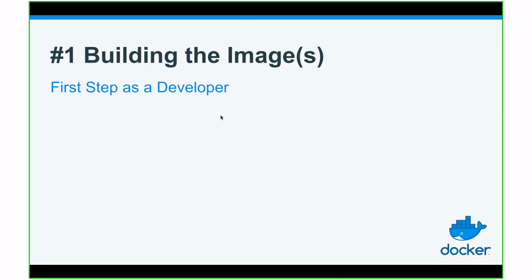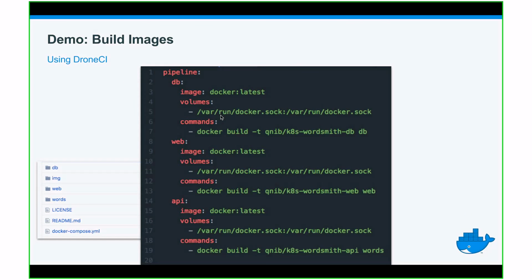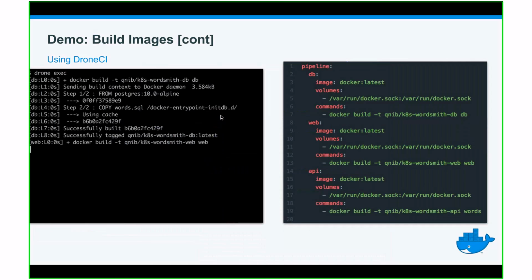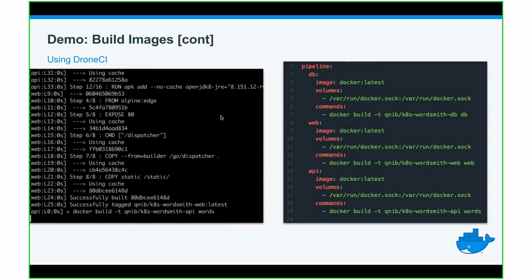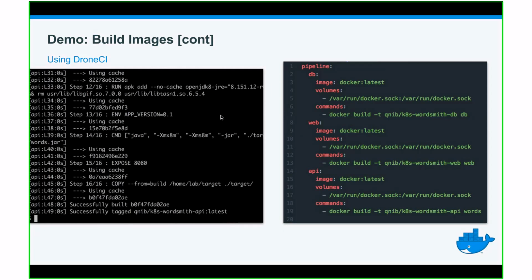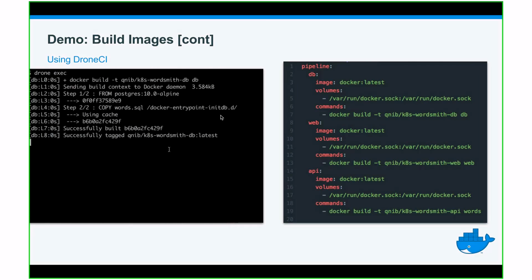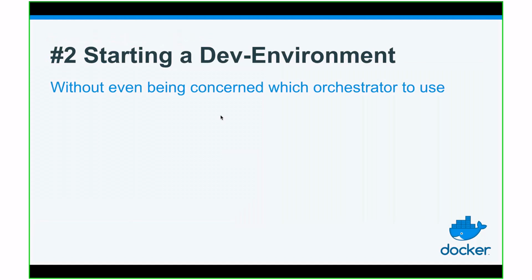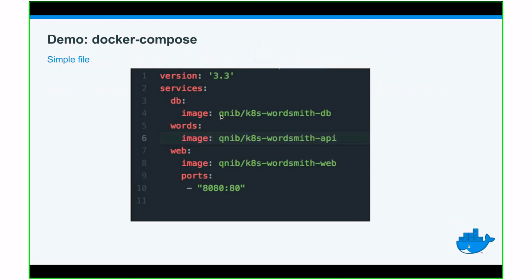So first you build the image. I use Drone CI, but you could also use something else. Not really important and not really surprising or amazing. So that's pretty easy. And when you want to start the development environment, you can use no orchestrator at all, just Docker Compose. So I have this small example with 3 images or three containers.